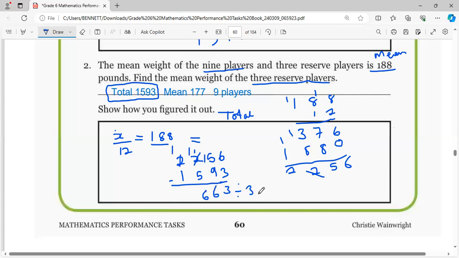Sir, I got that before you started working it out. Yeah, Kaylee got it also, but she was not confident to say it. So that would be the mean. Because we know the aggregate score, we just subtract the 9 players' weight from the 12 players' aggregate, and that would leave 3, and we just divide it by 3.